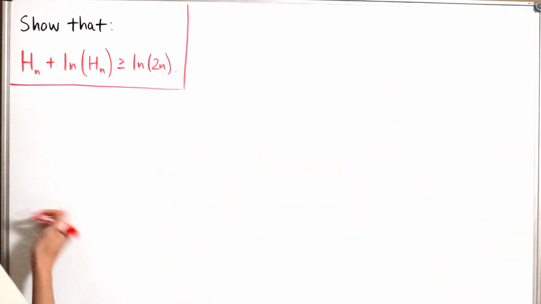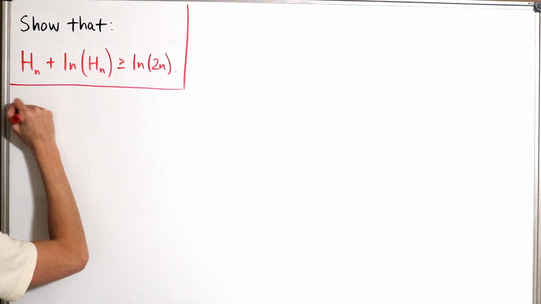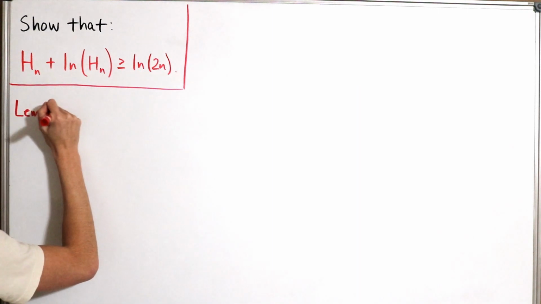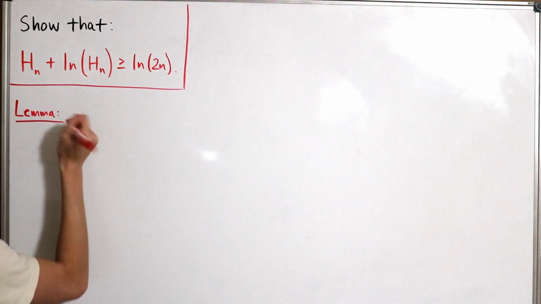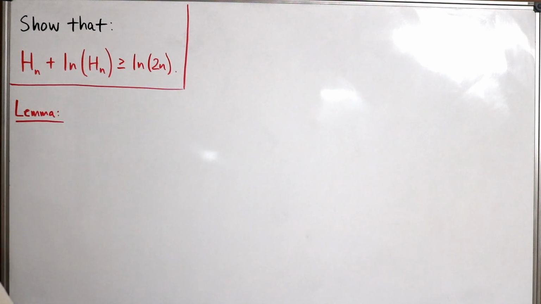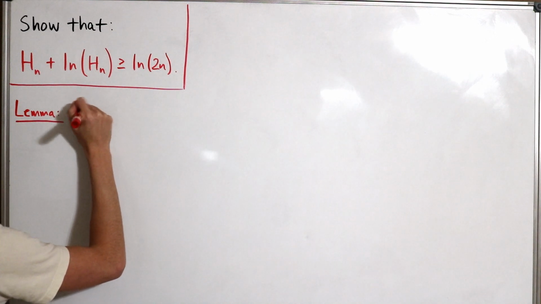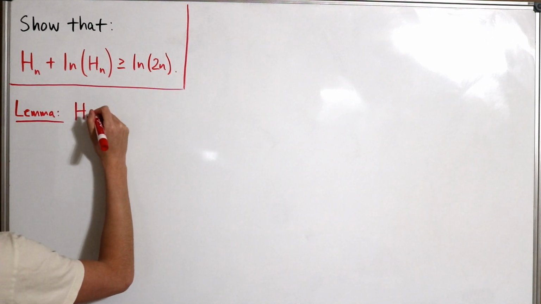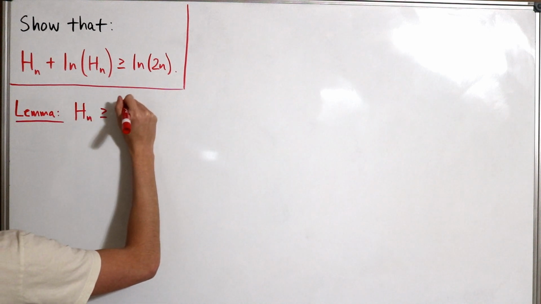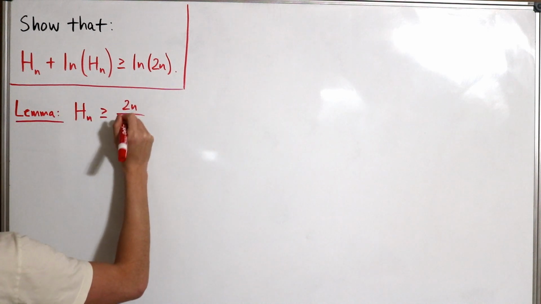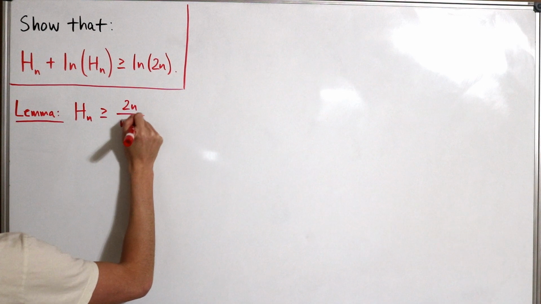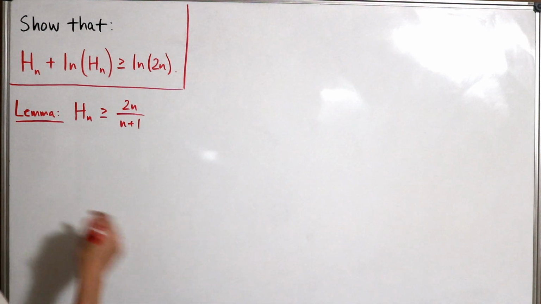The lemma we want to start with, the smaller result that lets us work our way up to the proof of the theorem, is that the nth harmonic number h sub n is greater than or equal to 2n divided by n plus 1. So how do we start this proof off?